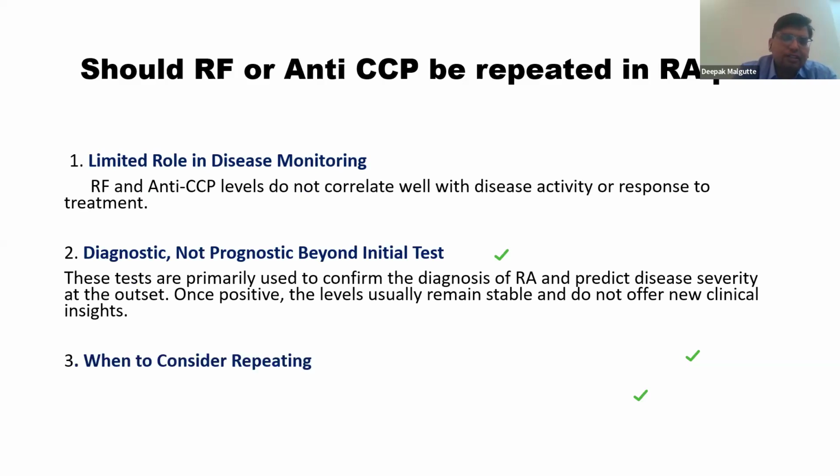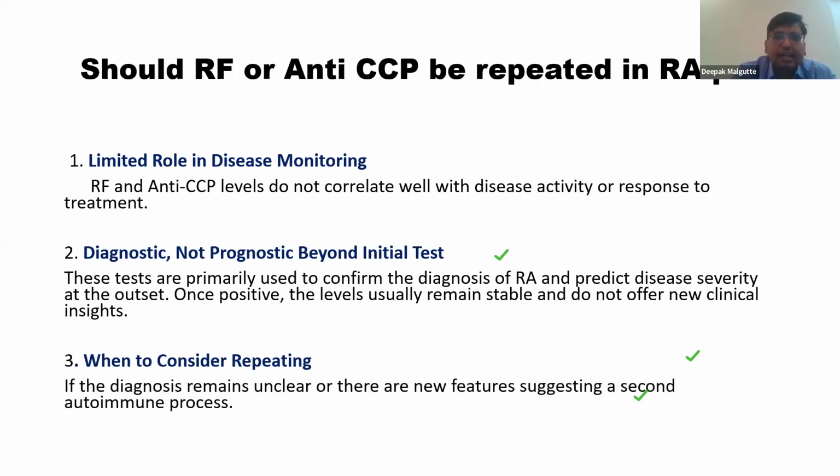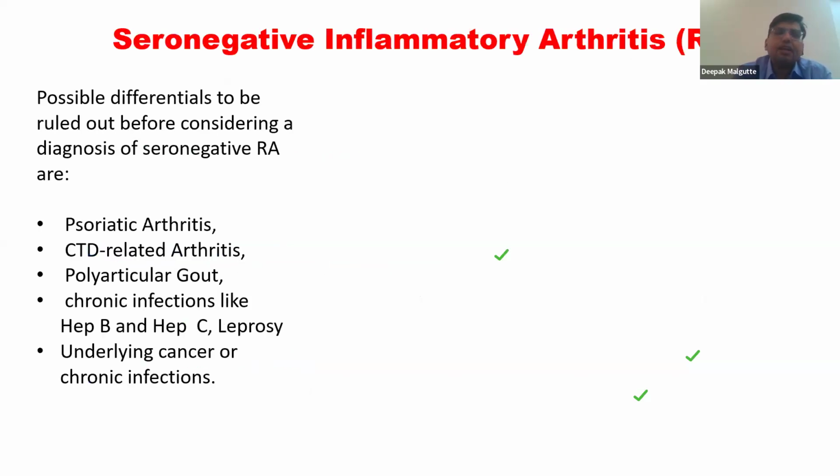So we should consider repeating only when the patient is initially negative for RA factor or anti-CCP, as 18% of patients with rheumatoid arthritis can be RA factor negative at the beginning, and 10% of patients can be anti-CCP negative, which can later turn positive. Otherwise, there is no need to repeat if they are positive at the beginning.